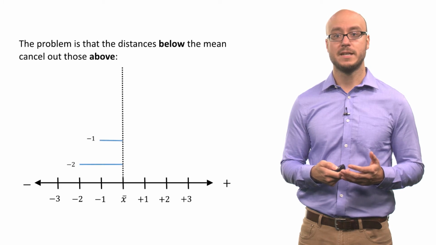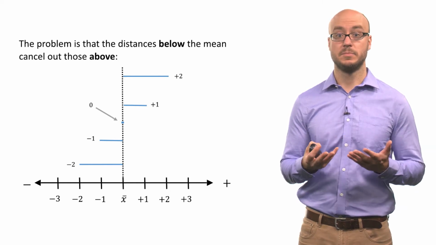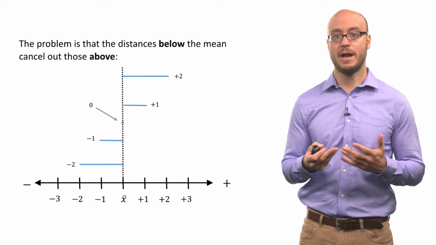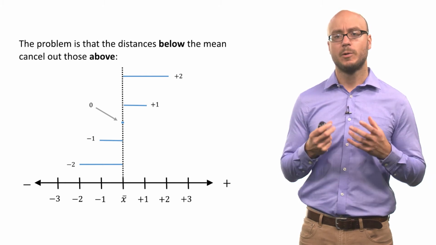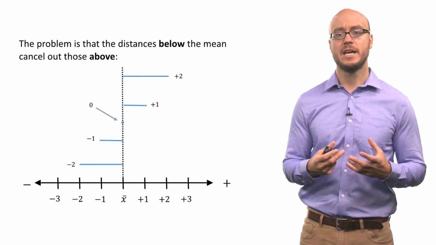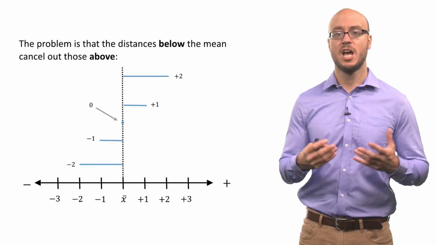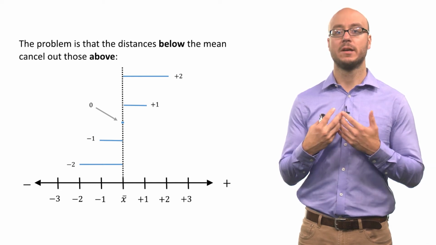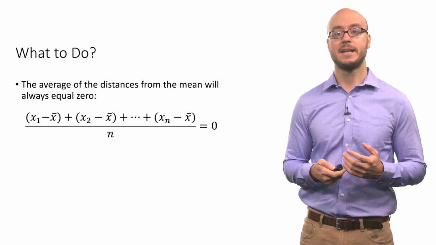The basic problem is that the values below the mean cancel out the values above the mean. And then the value at the mean is simply 0. So you have these distances canceling each other out, because the negative distances cancel out the positive distances. So what we want is a measure of variation that turns these negative distances into positive distances, so we can add all of them up together and get a positive value, or at least a non-negative value, for a measure of variability in our data set.